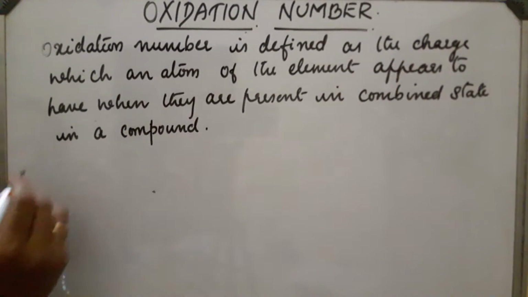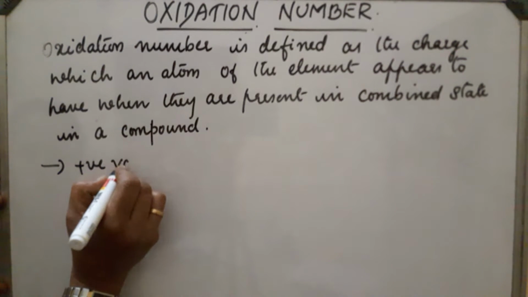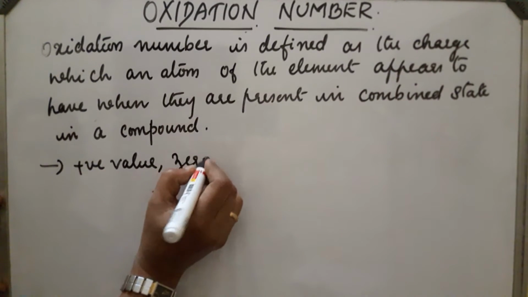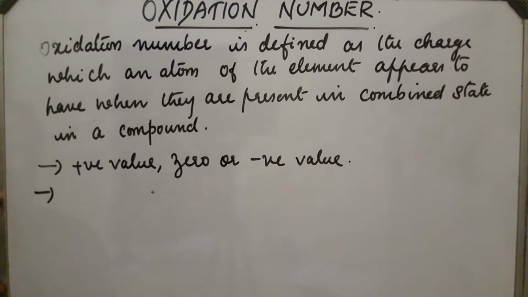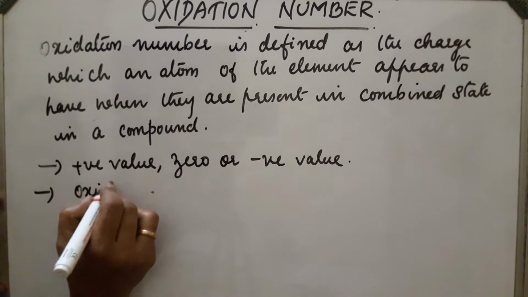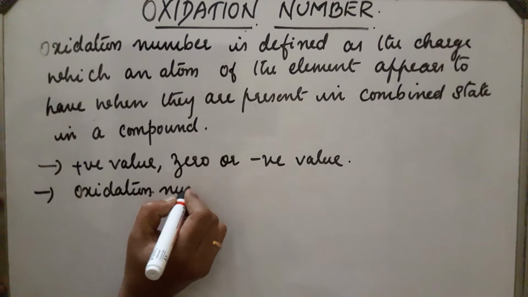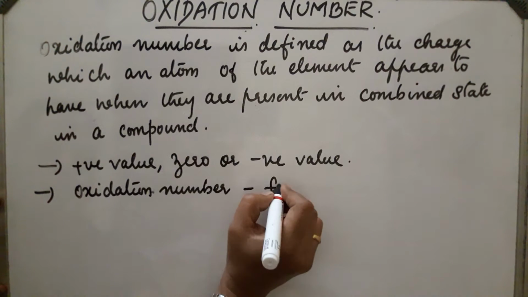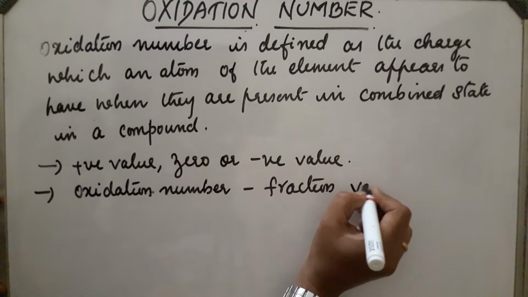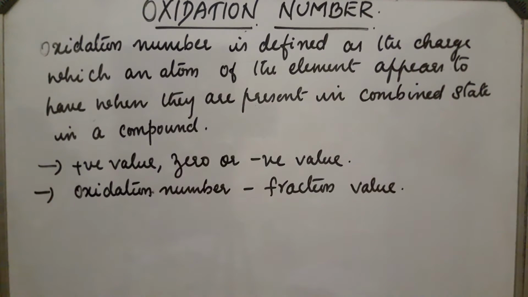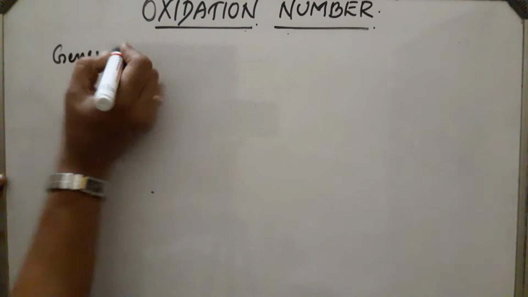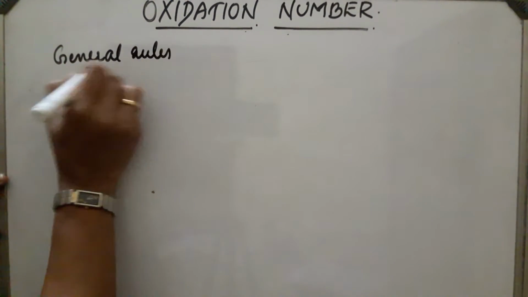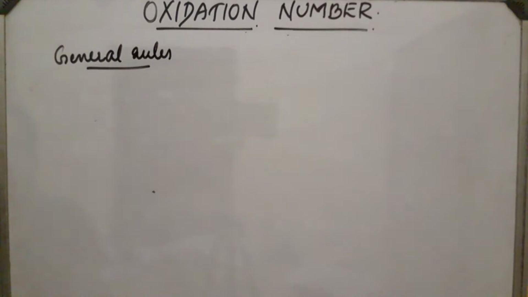This oxidation number can be a positive value, 0, or negative value. In some cases, oxidation number will be a fraction value. Now, there are certain rules for assigning the oxidation number to an atom. Let us discuss those general rules for assigning oxidation number for an atom.